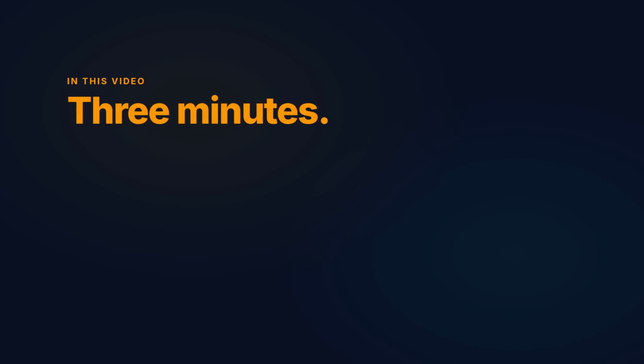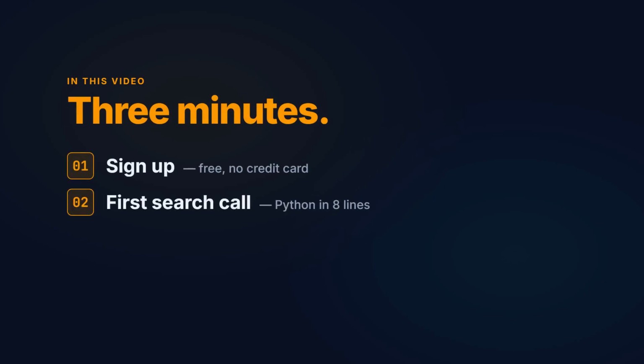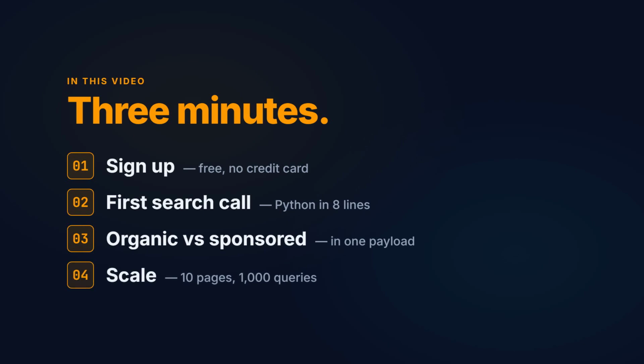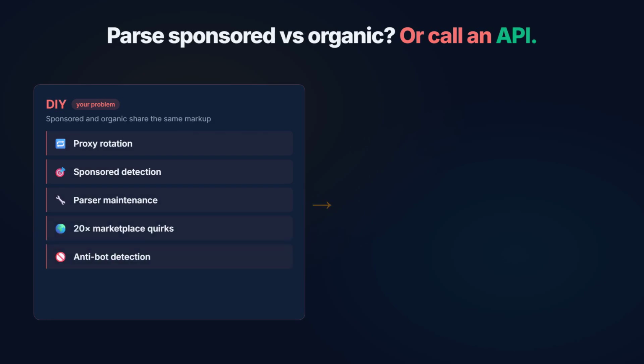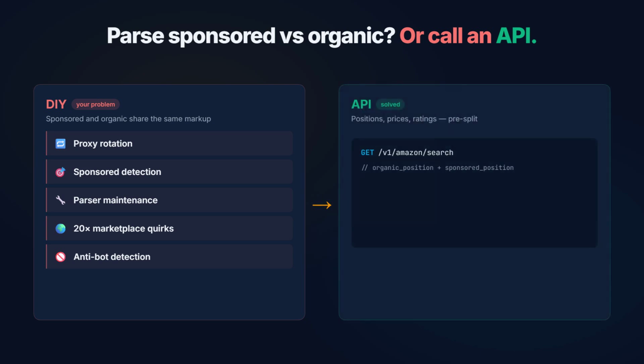In 3 minutes, you'll sign up, make your first search call, see what comes back, and learn how to scale across pages and marketplaces. Now, if you've tried scraping Amazon search pages yourself, you already know the cost. Sponsored listings and organic results share the same markup, which makes them really hard to tell apart. And then you've got proxies, CAPTCHAs, 20 marketplaces with their own quirks, and Amazon shipping markup updates every few weeks. It ends up being a maintenance job, not really a feature you ship.